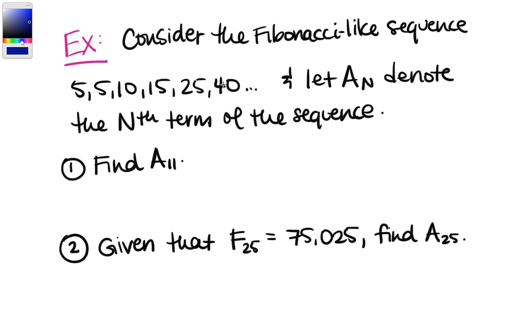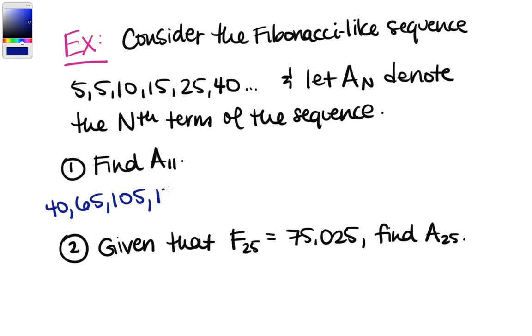Okay, well, let's go ahead and continue out our sequence. We have 1, 2, 3, 4, 5, 6. We need 5 more terms. So if we did 25 and 40, that would give us 65. Let's write this down. 40 and 65 would give us 105.